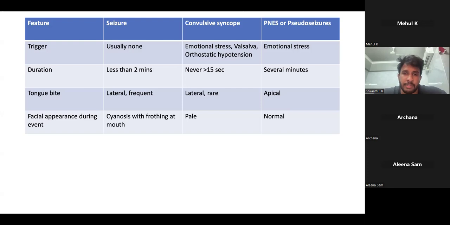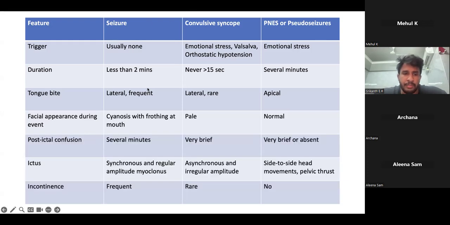Whereas in convulsive syncope, because of a transient shock-like state, they might be pale. Whereas in pseudo seizures, their facial appearance will be normal. Postictal confusion is very important. That lasts for about 10 to 20 minutes in seizures, whereas in convulsive syncope, this is very brief. In pseudo seizures, this might be absent also.